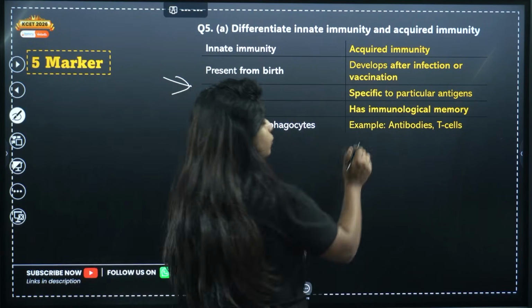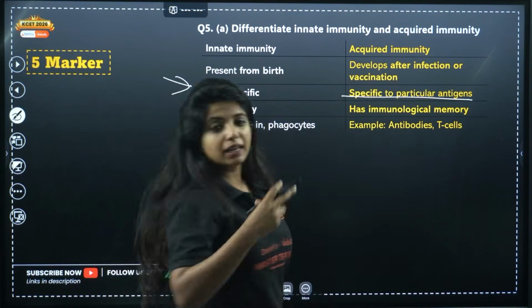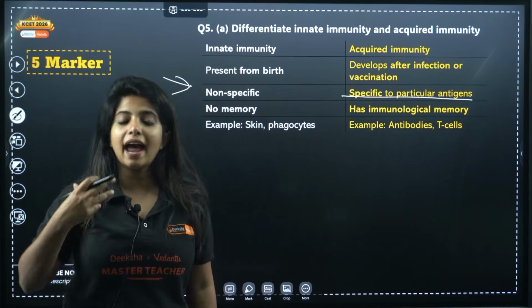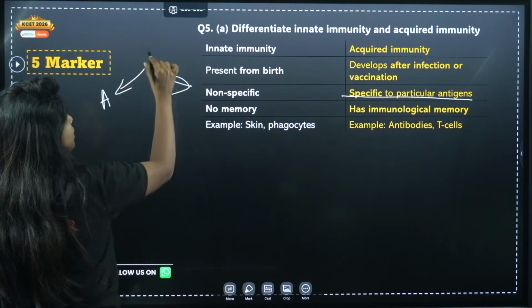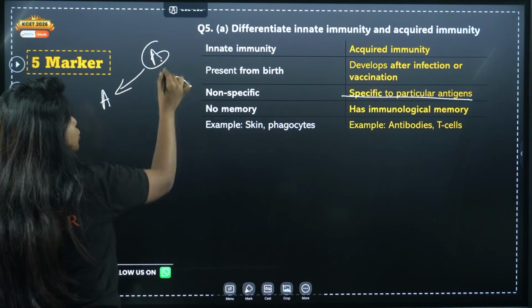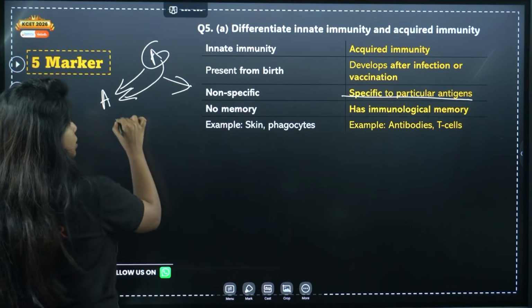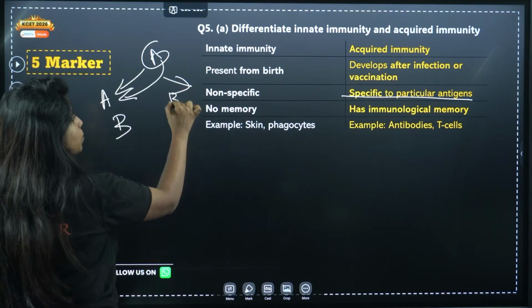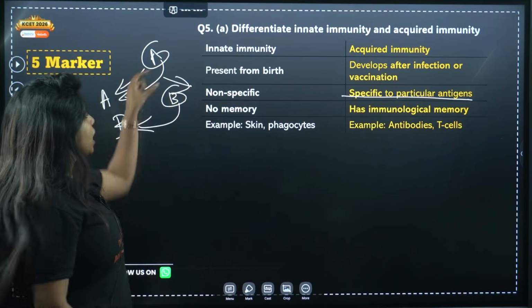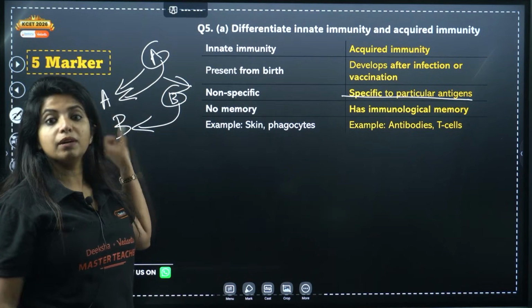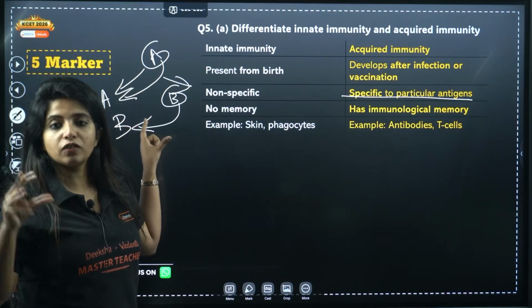But acquired immunity, if at all you talk about it, it will be specific to particular antigens. For example, pathogen A came in, my body will be releasing A group of cells to fight against this particular pathogen. B came in, then B group of cells will be probably fighting against this. So it is specific. A cannot go and fight with the B pathogen out there. It is very specific in nature.